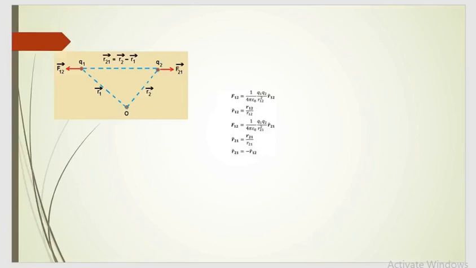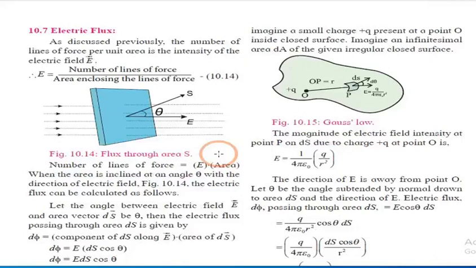1 coulomb is the amount of charge which, when placed at a distance of 1 meter from another, experiences a force of 9 into 10 raised to 9 Newton. The condition is both charges are of the same magnitude in vacuum. That is called 1 coulomb. Over here, that is electric flux.